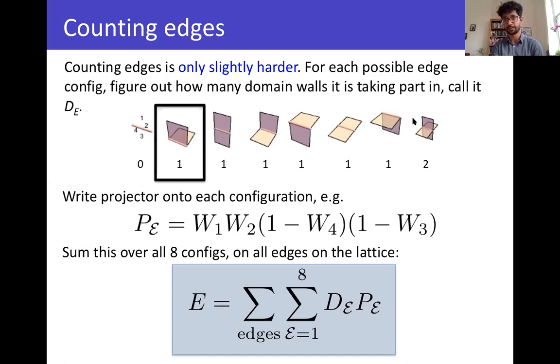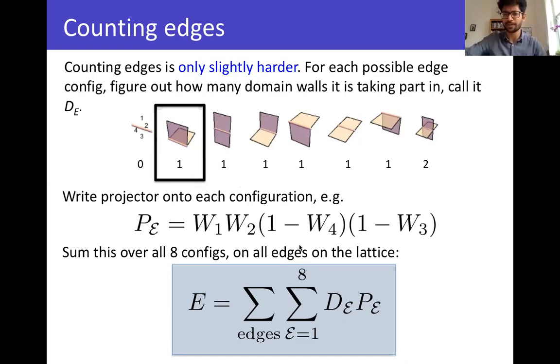Now what I do is sum this over all the eight possible configurations for an edge, weighted by this number D sub E, which runs from 0 to 2. Then I sum that over all the different edges of the lattice. This is now a local thing. It involves a sort of complicated pattern of spins, but it's a local spin-spin interaction that exactly counts the number of edges of the domain wall configuration. So this is how I'm going to count the number of edges.